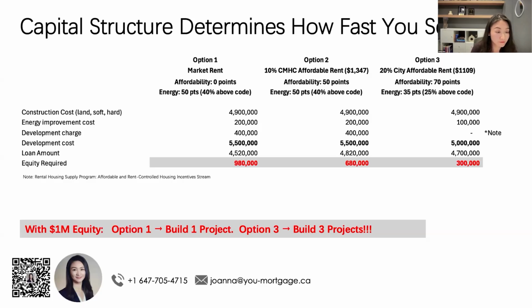Based on the loan amount and the construction cost, the equity required for this project is quite different. You can see with 1 million in equity, if we use option one, we can only build one project. But if we use option three, we can actually build three projects. It's like 1,300,000. That is a big difference. Next slide, please.